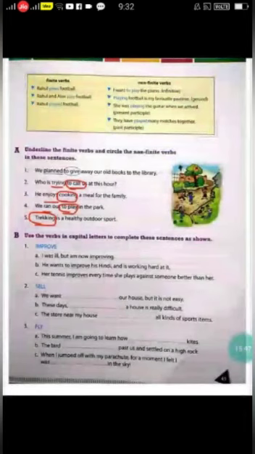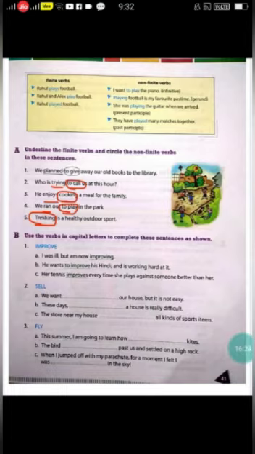This is the worksheet which I gave you as homework yesterday, right? So here are the answers. Underline the finite verbs and circle the non-finite verbs in these sentences. Look here. First one is already done for us. We planned to give away our old books to the library. Here, the finite verb is planned. The finite verb may change according to the subject. Here the subject is we, right? To give is a non-finite verb which doesn't change according to the subject.